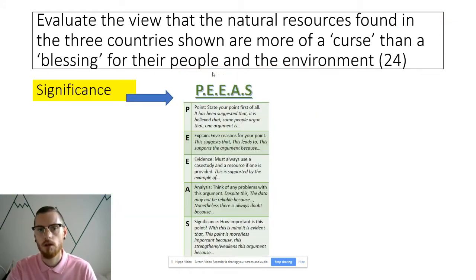Now, a couple of things here. Every point you make should follow PEEAS: point, explain, evidence, analysis, and significance. Significance is the last thing you say in every developed point, every paragraph. You're saying how important is that point? How far does that point agree with this question being a curse, or how far does that point agree with it being a blessing for the people and the environment, linking back to the key phrases, people in the environment and natural resources. Some of us are still struggling with that, so I'm going to show you an example.